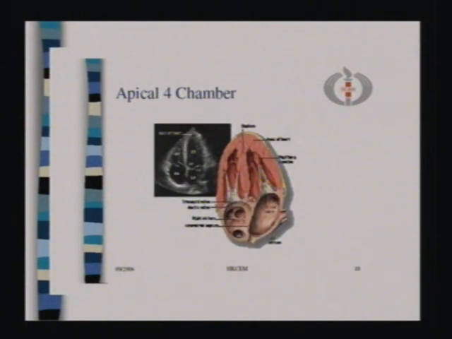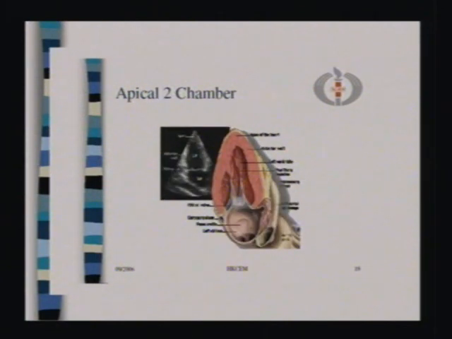This is the apical 4-chamber view. You are seeing the LV, the RV, the LA and the RA. You can see the papillary muscles, the mitral valve, the tricuspid valve and the apex of the heart. The septum is on the left side and the right side is the lateral wall of the LV.